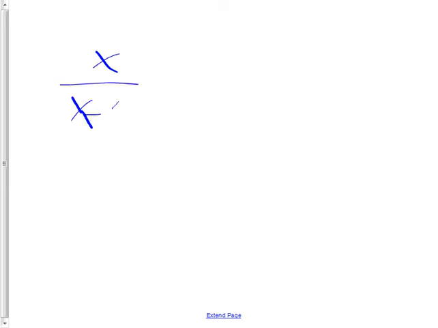X over x minus 4 plus 3. See if you can handle the simple common denominator. First of all, make it have a denominator. And then you can make them common. Pause for a second while you're working.